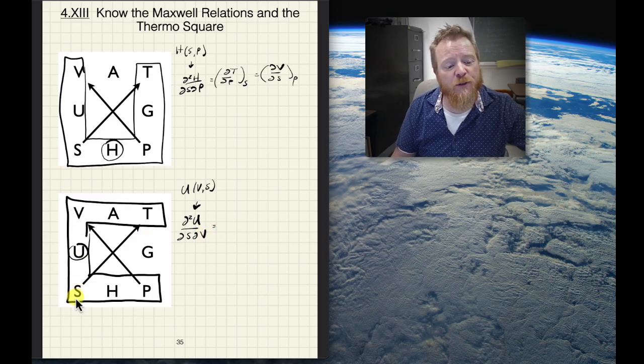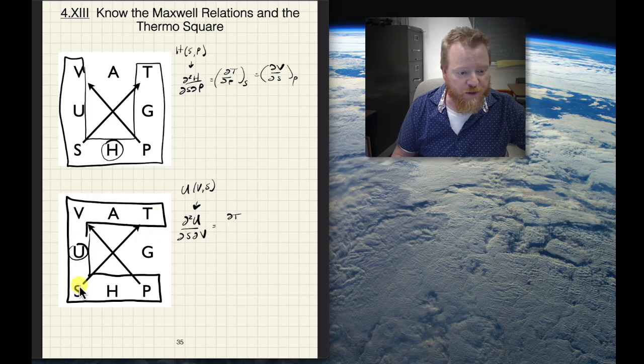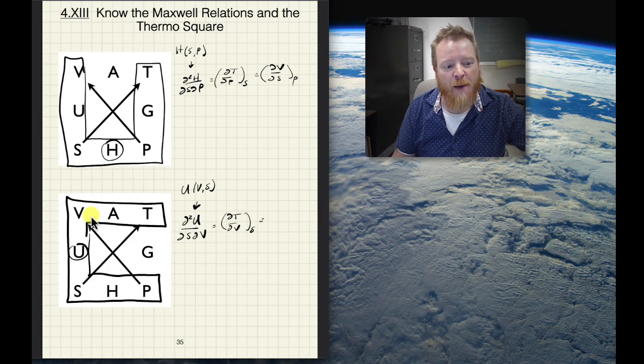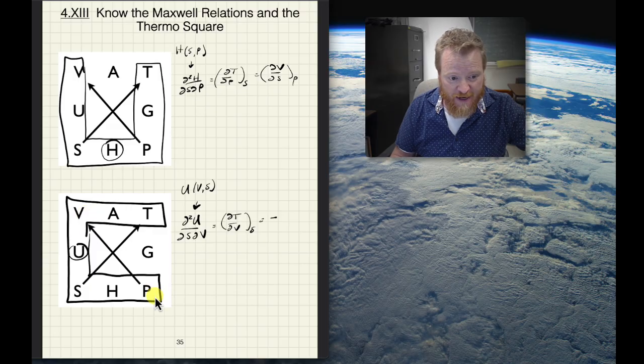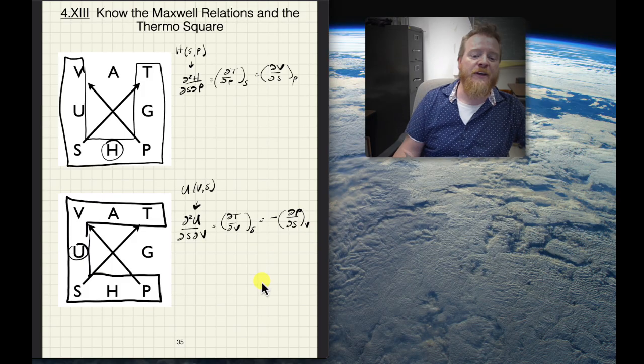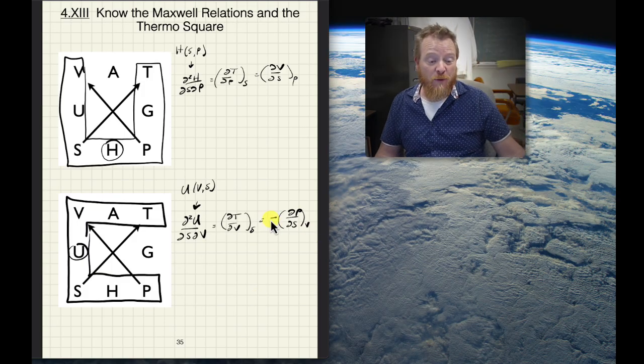So now let's first play with the constant S arrow and travel with the arrow. Okay. So now that becomes partial of T over the partial of V at constant S. And now something different is going to happen. So we go to the constant V arrow, and now we can see we're traveling against it, right? So because we're traveling against the arrow, that's going to give us a negative sign. That's how this mnemonic works. And then now that's partial of P by partial of S at constant V. So partial of P by partial of S, all at constant V. And there we go. There's our second Maxwell relation.